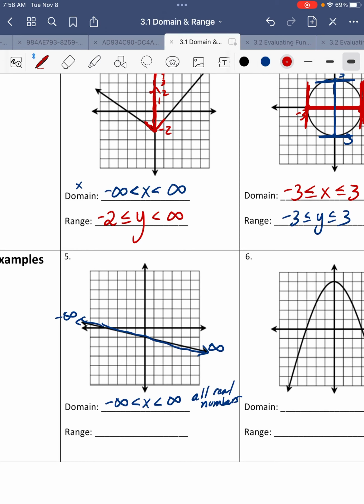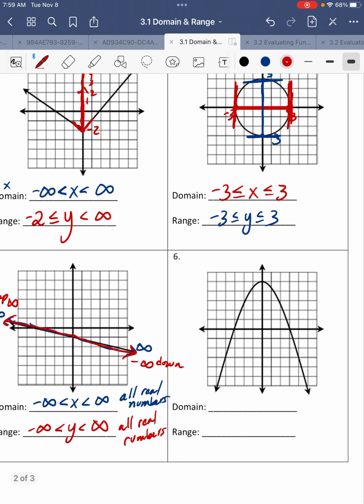When it comes to the range, what's the lowest? The lowest the graph is going to go, it's going to go down to negative infinity. And how high is it going to go? It's going to go up to positive infinity. It's going to keep going up. Again, you could rewrite it just in words. It could say all real numbers.